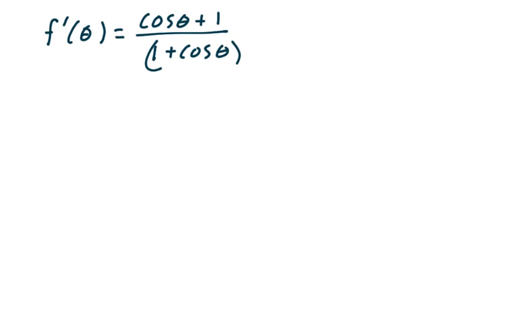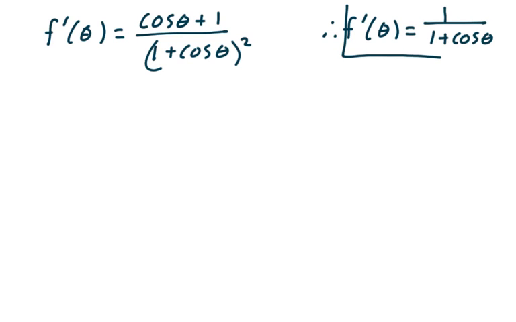And so f prime of theta is cosine theta plus 1 divided by 1 plus cosine theta squared. But we can simplify this a little bit further. And so f prime of theta is 1 over 1 plus cosine theta. And that's how you do problem 13. And let's take a look at 15 for a good stopping point. So on 15, we have the following.